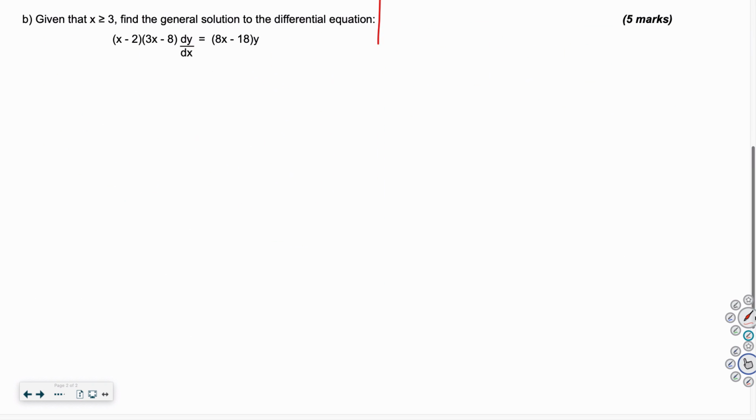Part B then says, given that x is greater than or equal to 3, find the general solution to the differential equation (x minus 2)(3x minus 8) dy/dx is equal to (8x minus 18) all times by y. So the first thing we're going to do when we're asked to find a general solution to a differential equation is get all of our y's onto one side and all of our x's onto the other.